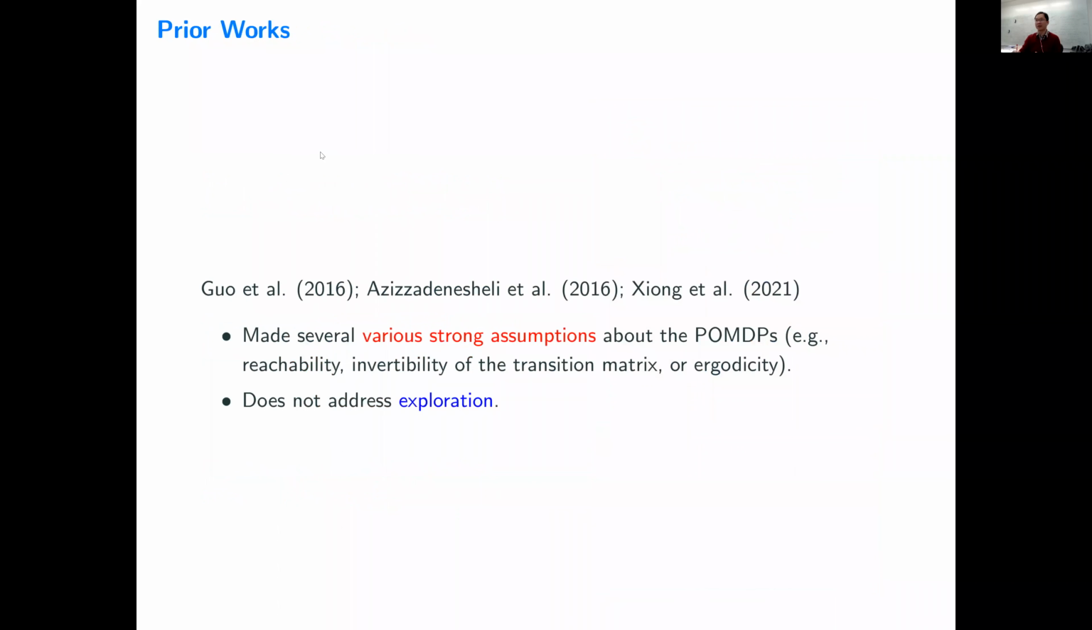I just want to emphasize a little bit how our work is distinguished from prior works. I think the condition we're going to identify is also subsumed in some of the prior work, but in addition, they assume a lot of strong assumptions like ergodicity, that they can visit all the states, reachability, and invertibility of the emission matrix. So they don't deal with the exploration challenge. And also I think the results are not that clean.